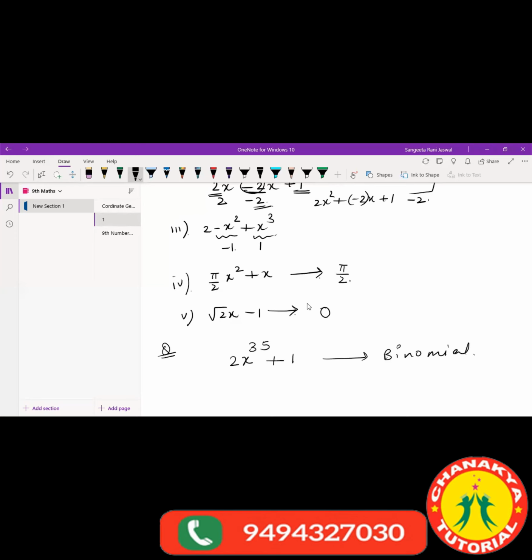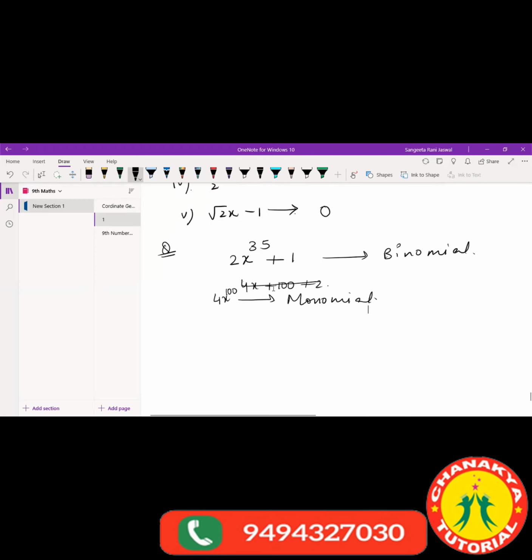Ma'am, for degree 100, can we take 4x raised to 100 plus 2? Oh, how can you take so many terms? No, ma'am, it's a monomial, only 4x raised to 100. Yes, 4x raised to 100, this you can do. So this is a monomial. Okay, right, children?